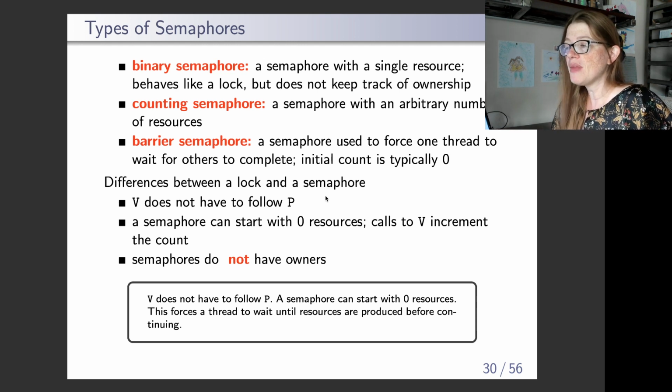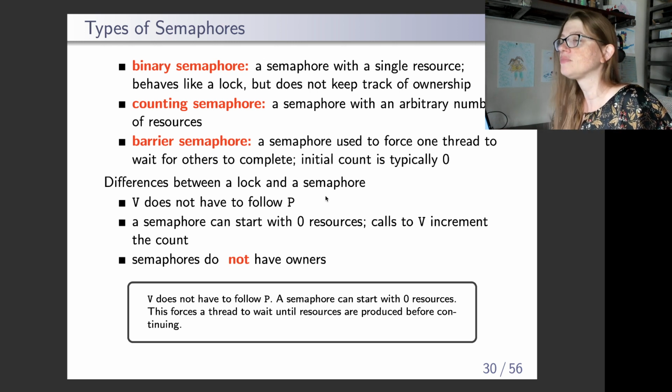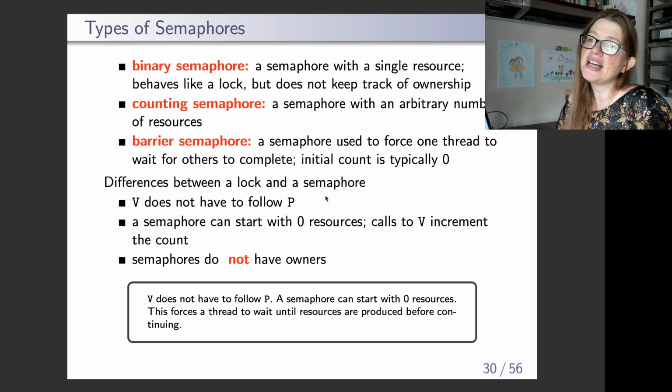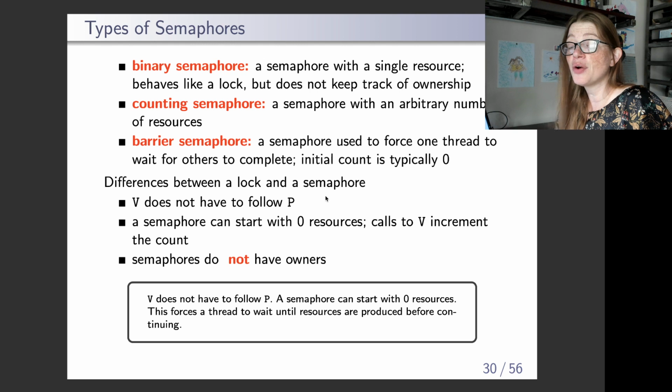For example, a binary semaphore is a semaphore that starts with a single resource and behaves just like a lock. One of the things you have to do when you create a semaphore is tell it how many resources it has to start with. That number can be 0 or more.